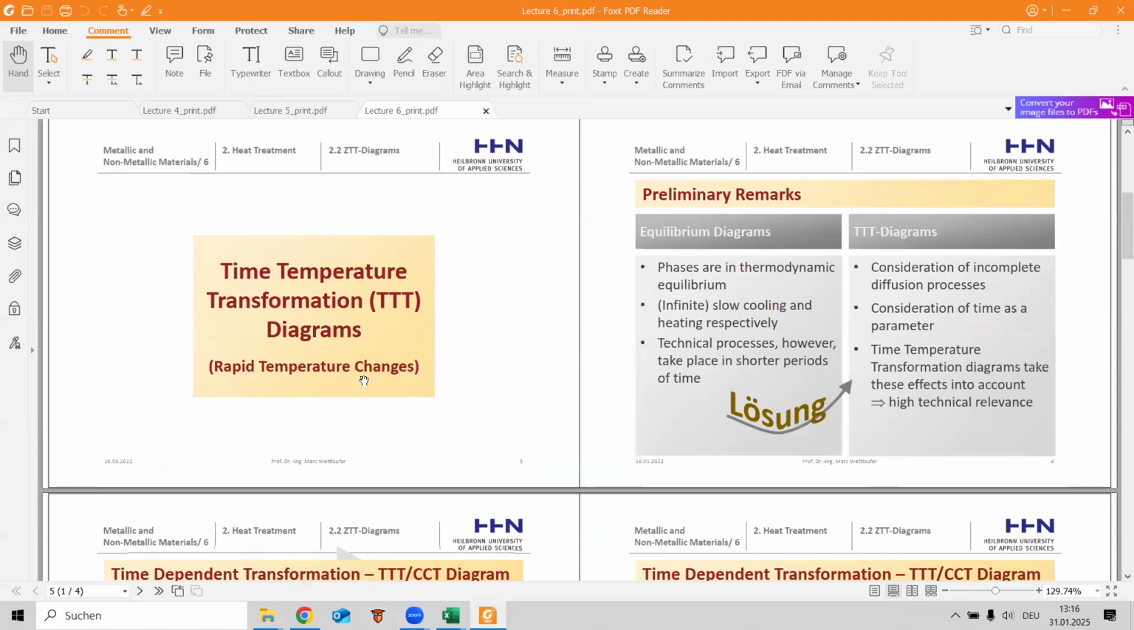So rapid temperature changes. Equilibrium diagrams. This is thermodynamic equilibrium, slow cooling, heating respectively. Technical processes, however, take place in a short period of time. In time temperature transformation, consideration of incomplete diffusion processes, consideration of time as a parameter, time temperature transformation diagrams take these effects into account. So it's high technical requirements.